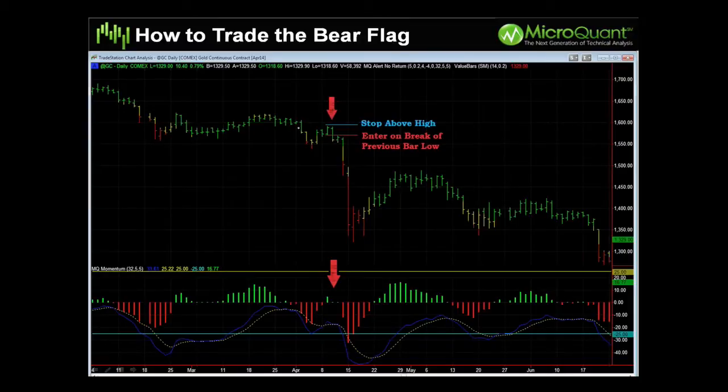So you have your down move followed by 1 to 4 higher lows. So there's a higher low, here's a higher low, and there's a higher low, followed by a break of the previous bar's low. You enter on the break of the previous bar's low. So right here, you have a break of the previous bar's low. You're getting short. Your stop would be above the high.